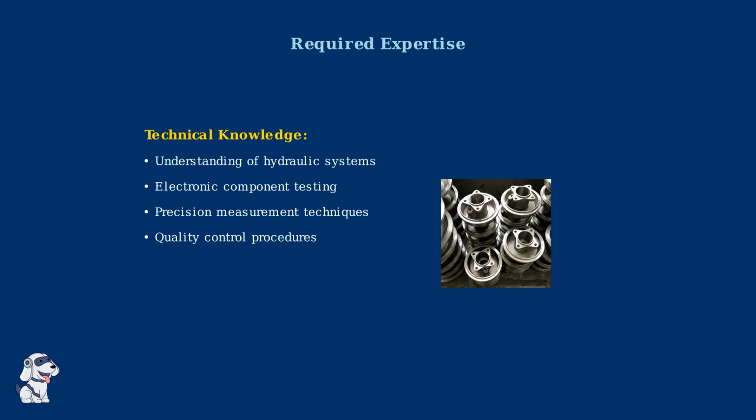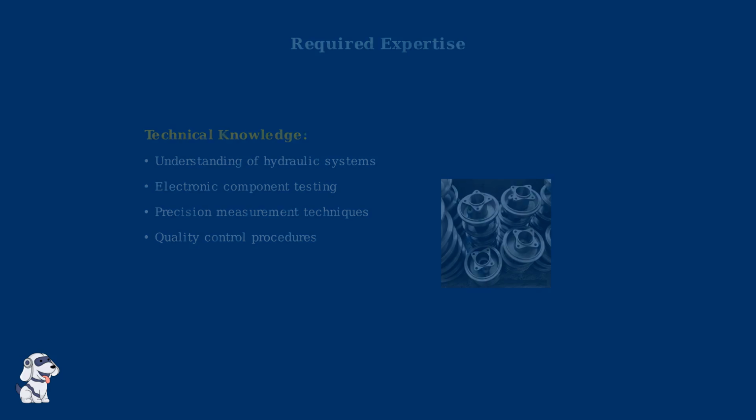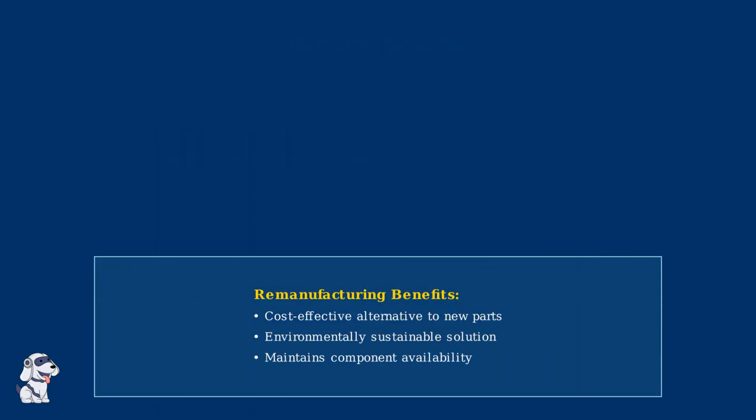These precisely machined components represent the end result of professional remanufacturing, parts that meet or exceed original specifications while providing cost-effective alternatives to new components. As the automotive industry continues to evolve, remanufacturing and remachining will play increasingly important roles in maintaining older transmission systems like the 6L80, providing sustainable and economical solutions for component replacement.